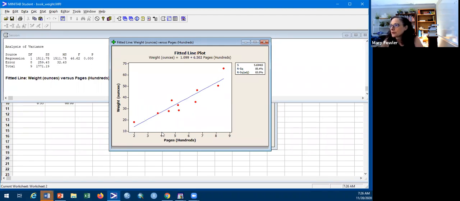So suppose we had a book that was 600 pages. The X value would be 6. The model predicts that the book would weigh, and I go straight up here to the line and then bring it over, so maybe just about 40 ounces. So the model predicts that a 600-page book will weigh about 40 ounces.